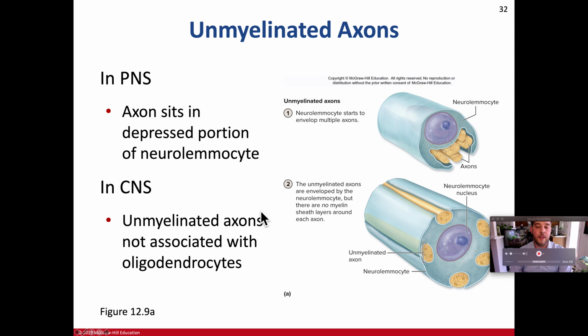They're just exposed. In the CNS, the unmyelinated axons are not associated with oligodendrocytes, meaning that there are no oligodendrocytes present to myelinate them.